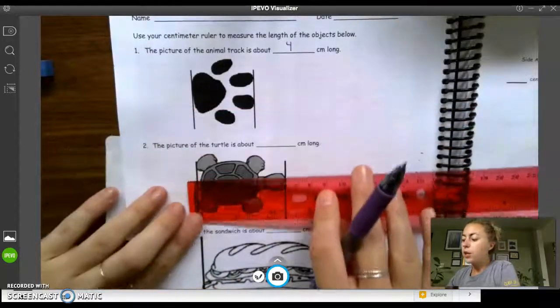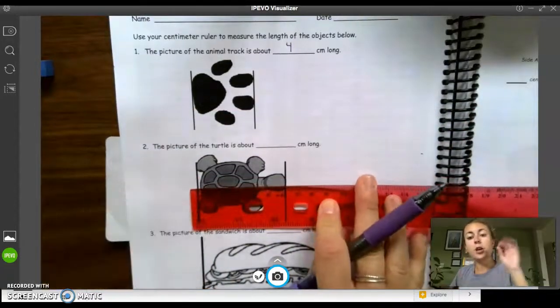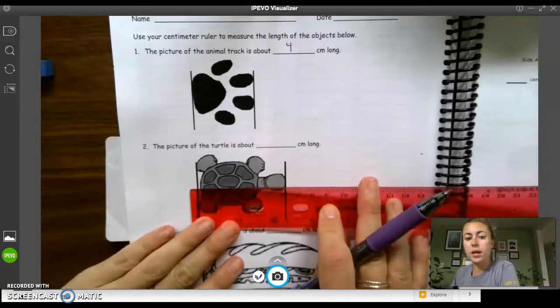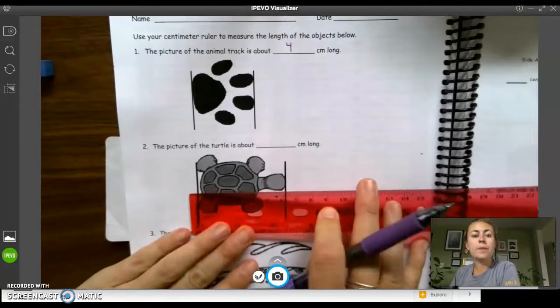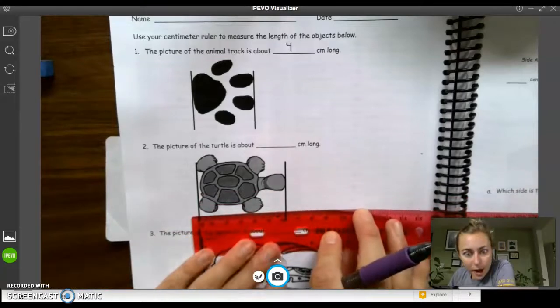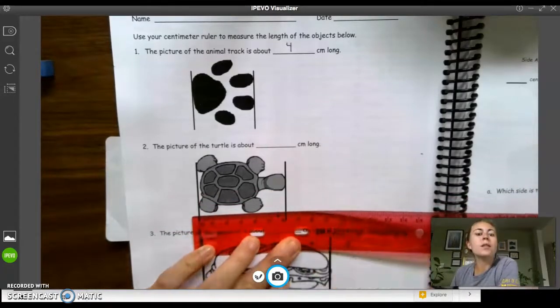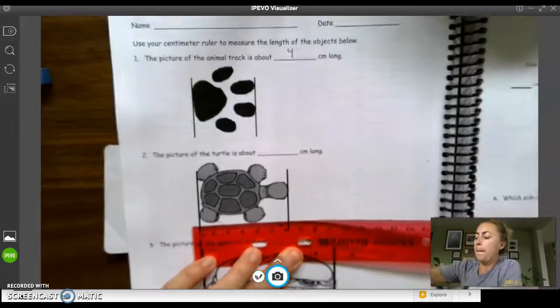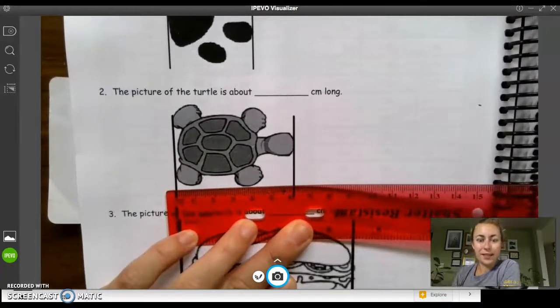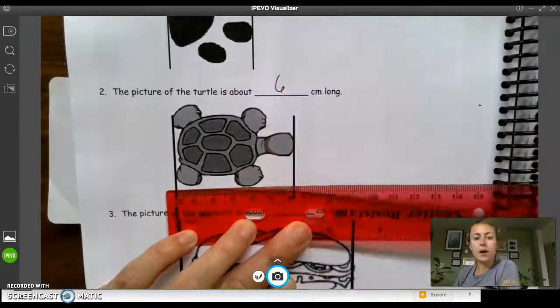The next one you're going to do with me. So when you see the video pause and a quiz comes up, it's your job to answer those questions. This picture of a turtle is about blank centimeters long. I'm going to start where it says start here. And how many centimeters long do you see that the turtle is? That's right, 6 centimeters long.